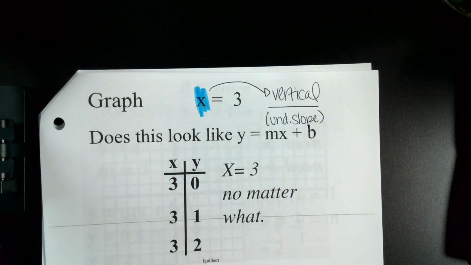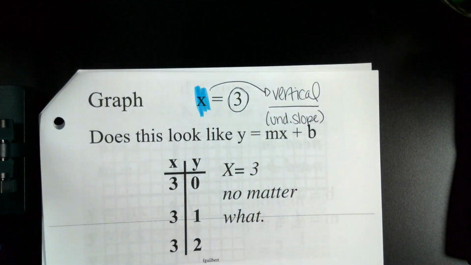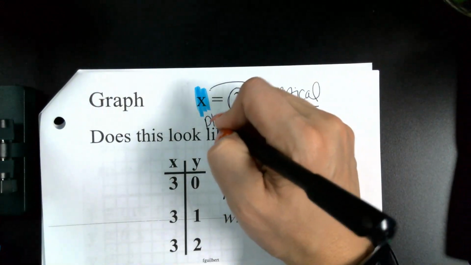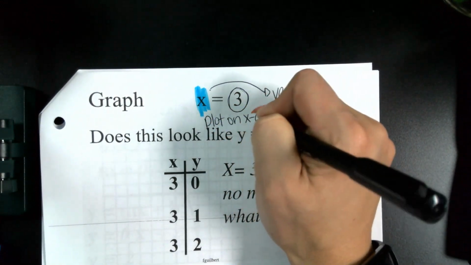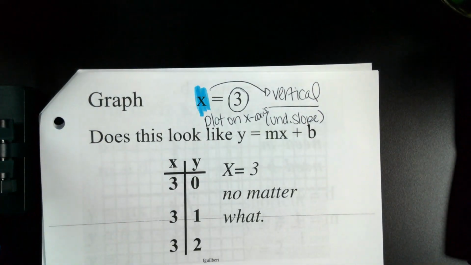So if they tell us x equals 3, would it make sense to plot that on the y-axis if it says x equals that? No. This is the only time you plot on the x-axis. It's the only time. So if you see an equation that says x equals a number, plot it on the x-axis. But that's the only time, okay?